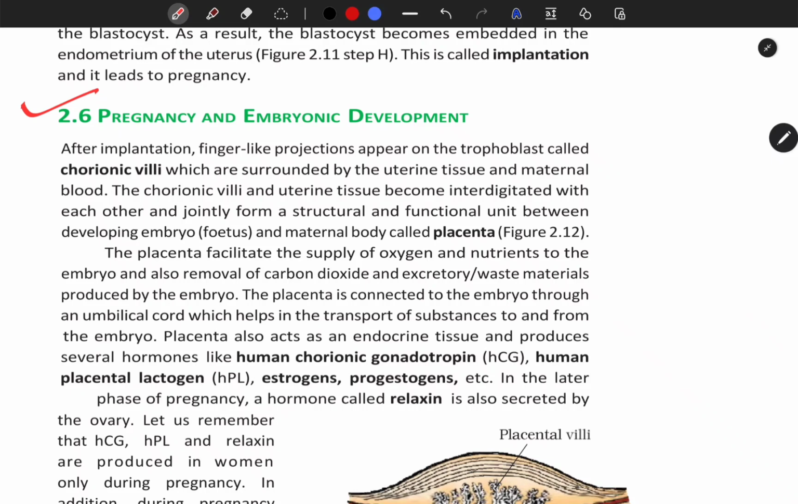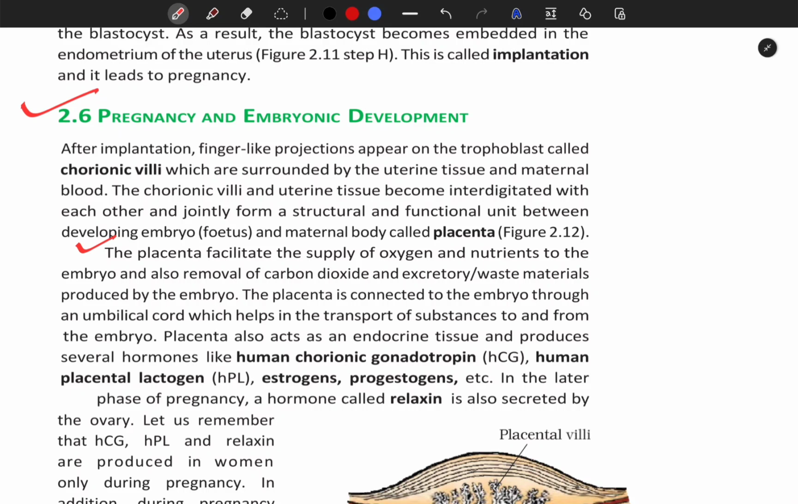After implantation, finger-like projections appear on the trophoblast called chorionic villi, which are surrounded by the uterine tissue and maternal blood. The chorionic villi and uterine tissue become interdigitated with each other and jointly form a structural and functional unit between the developing embryo, that is fetus, and maternal bodies called placenta. The placenta facilitates the supply of oxygen and nutrients to the embryo and also removal of carbon dioxide and excretory or waste materials produced by the embryo.